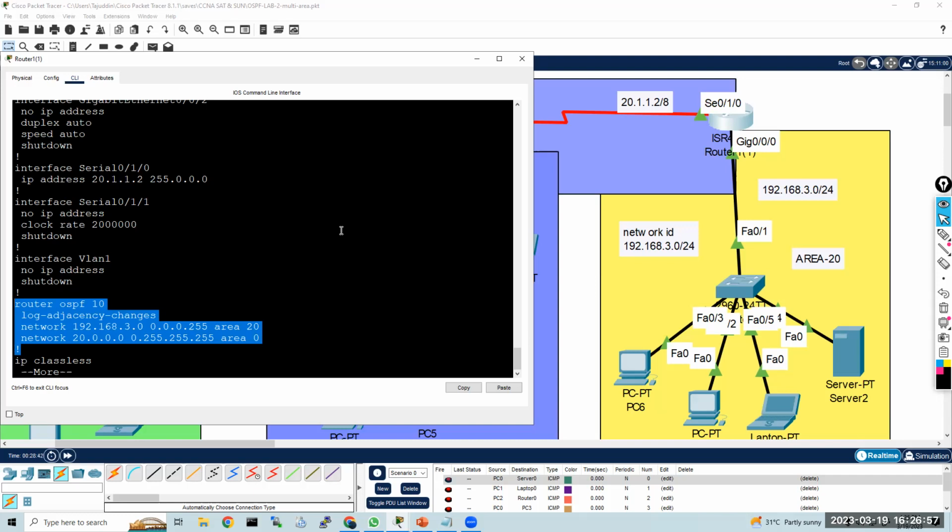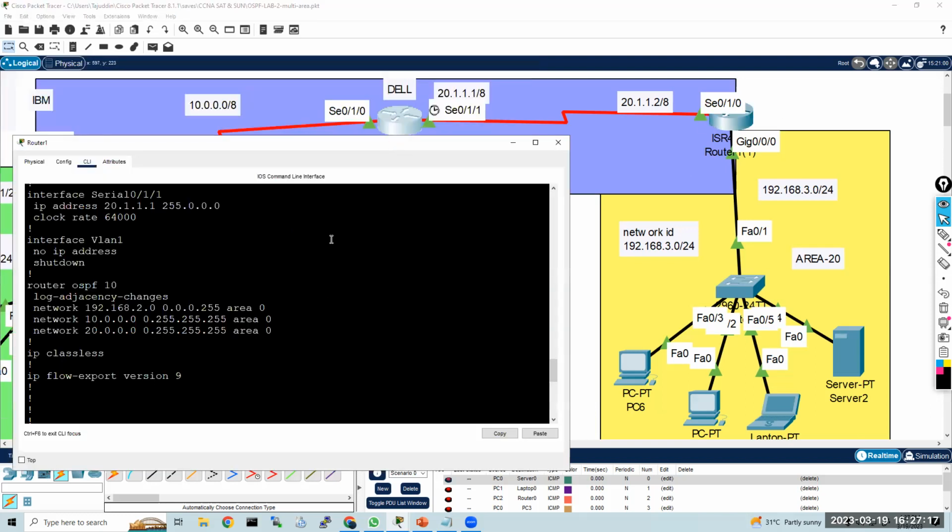Now, sir, in area 0, in both of these two routers, 2 and 3, we need to choose the wildcard mask. 255.255.255, right? 20.0. Check router 2. This one, yes. It's correct. It should work.